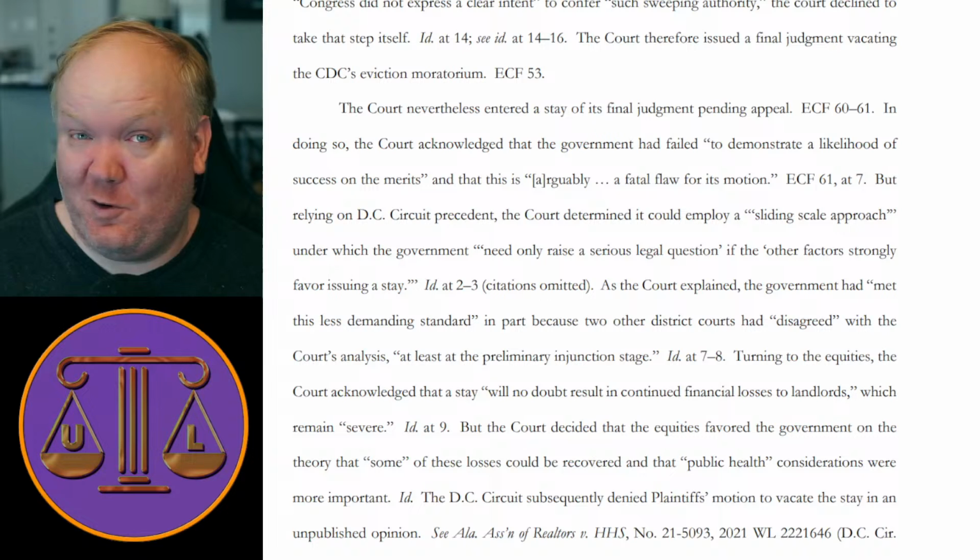I don't blame the D.C. Court of Appeals, by the way, for issuing the stay in the first instance. It's a perfectly reasonable thing to do. It's perfectly fine. It's almost expected. But it would be kind of nice if this time they said, yeah, no.